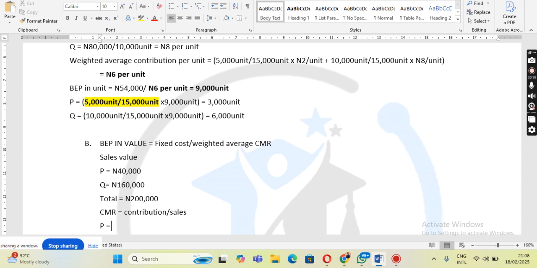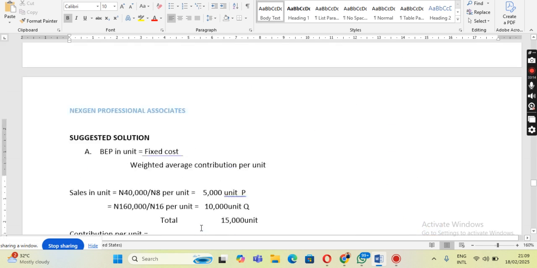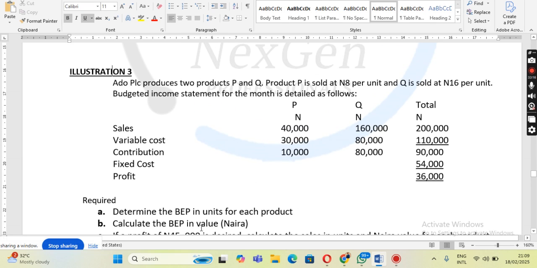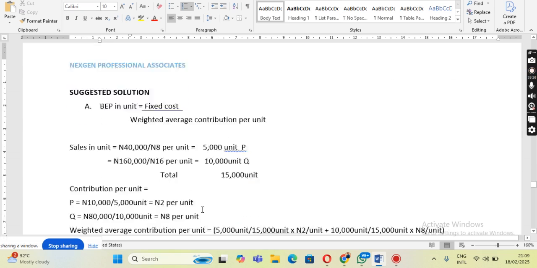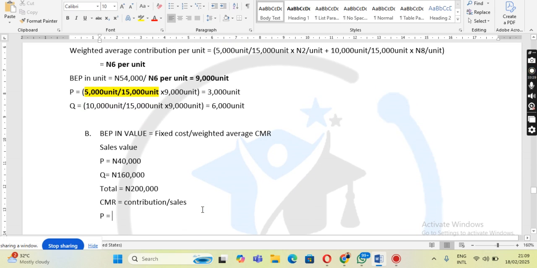So for P, what is the CMR? Contribution divided by sales. Quickly, class, we don't have time. What is our contribution for P? 10,000 naira, divided by 40,000.